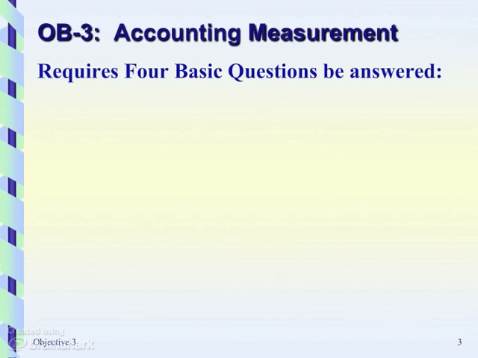Back in Objective 1, when we began the chapter, we basically asked the question, what is accounting? And we discovered that accounting is an information system that measures, processes, and communicates financial information about business entities. Well, before we can go much further, we have to ask ourselves how we go about this. And we start with accounting measurement. And we have to ask ourselves 4 basic questions.